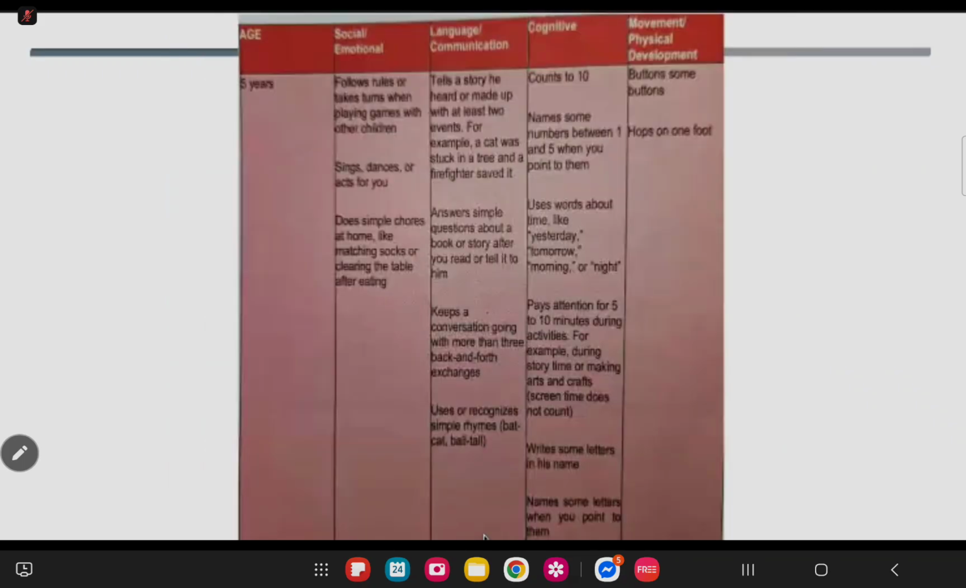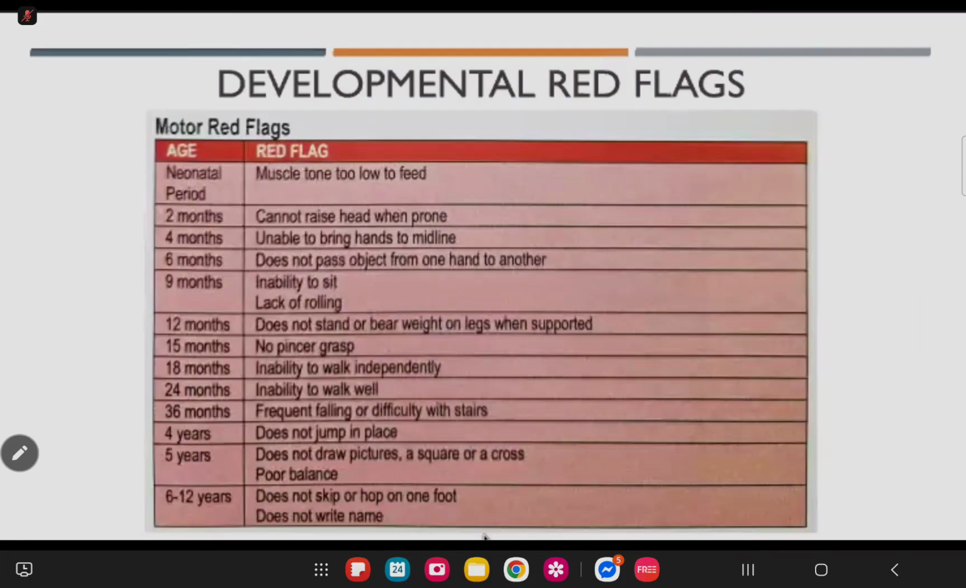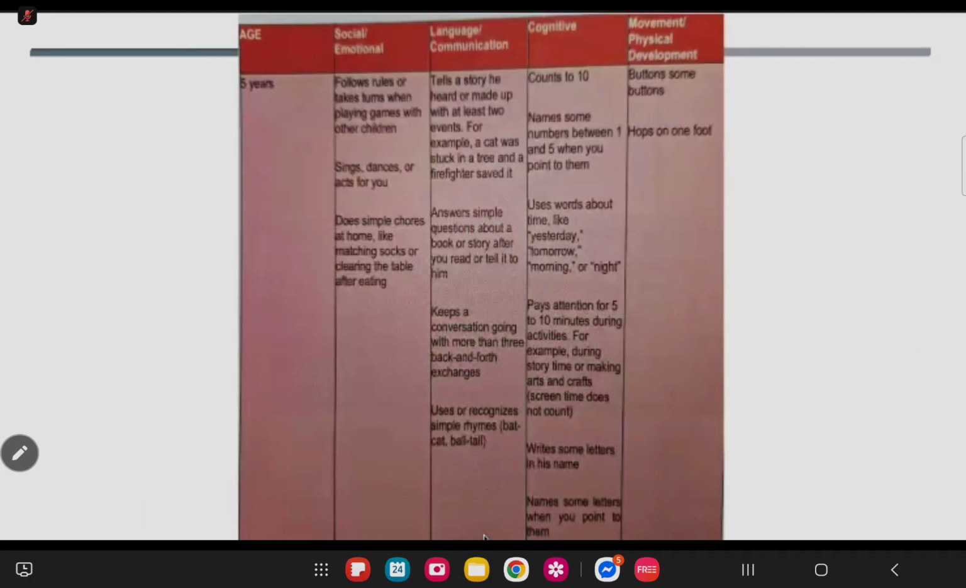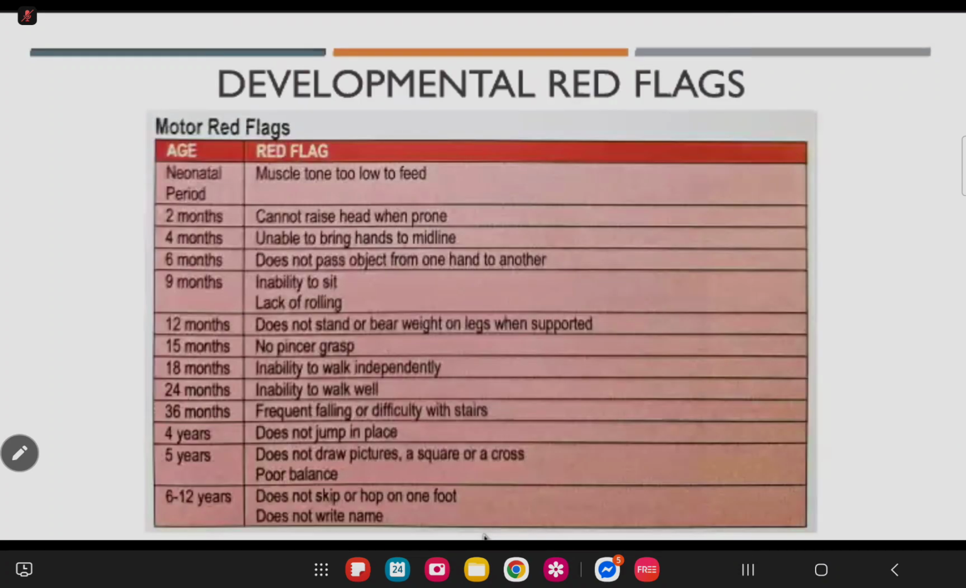I'm not going to go into more specifics, but I just want you guys to run through this. So what are your red flags? Let's move on to the red flags.